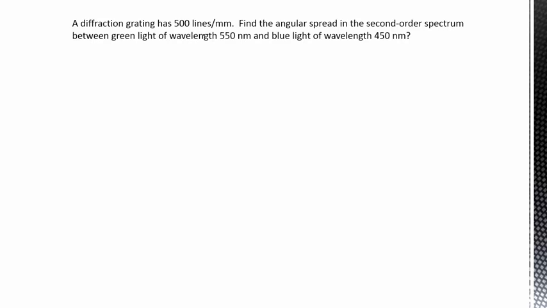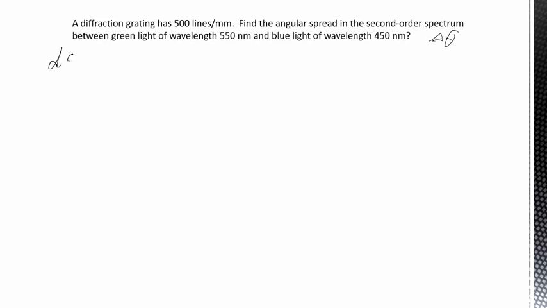A diffraction grating has 500 lines per millimeter. Find the angular spread. So this means the difference in the angles. We essentially want delta theta between the two bright fringes that we see, for the second order spectrum, between green light of this wavelength and blue light of that wavelength. So we need to find the angle to each of these bright fringes and then subtract those two angles.